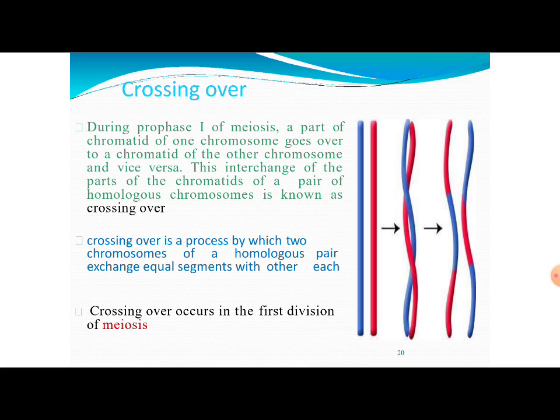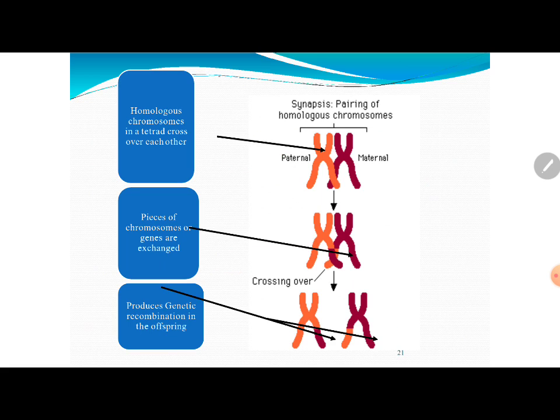So this interchange of parts of chromatids of a pair of homologous chromosomes is known as crossing over. Crossing over is a process by which two chromatids of homologous chromosomes exchange equal segments with each other. You can see this red part, this blue part, this red part, this blue part. It is just an exchange. This is the original structure. This is the structure when the crossing over is taking place. This is the completed form. Crossing over occurs in the first division of meiosis.